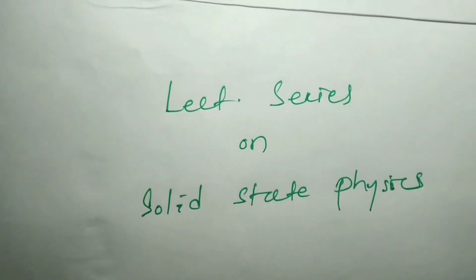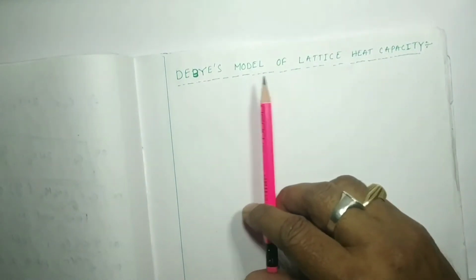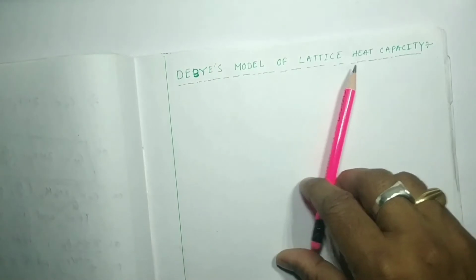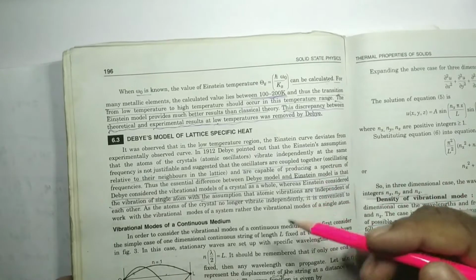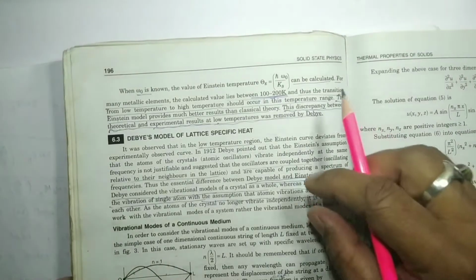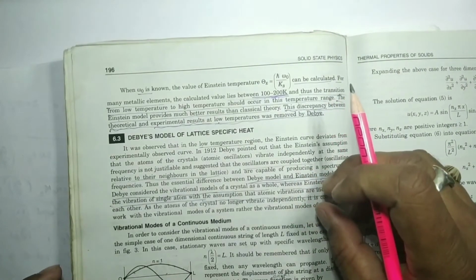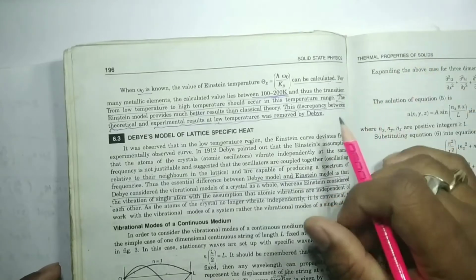Today we are going to discuss Debye's model of lattice heat capacity. In this lecture I am going to explain this model directly from the book, and I will tell you which portion you have to write down in your notes for exam purposes.